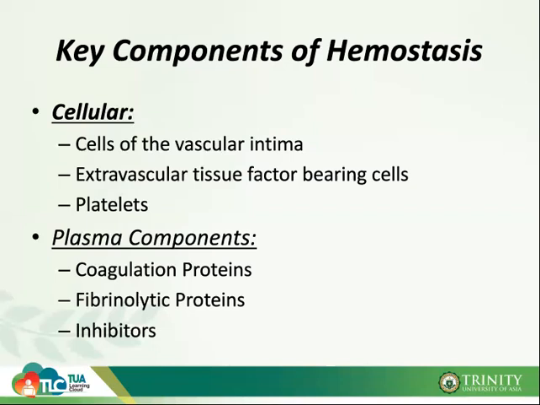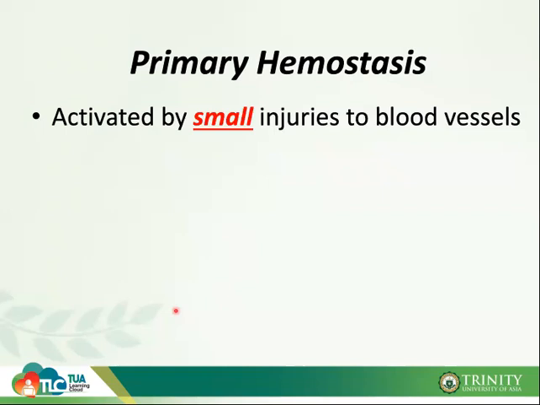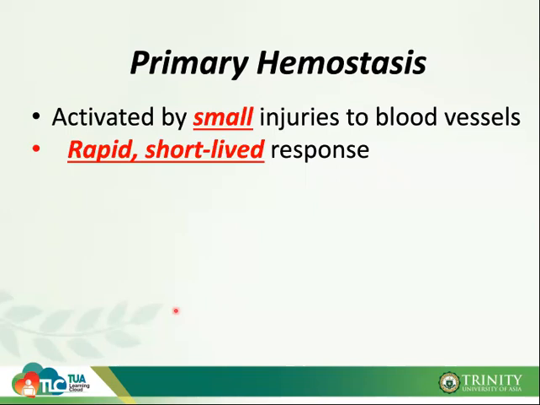So when we talk about primary hemostasis, it is usually activated by small injuries to blood vessels. Primary hemostasis is a very rapid yet short-lived response. This is just like a first aid scenario inside our body. So it is very rapid. Once there is a small injury in the blood vessel, it is the first one to be activated, but it is short-lived.